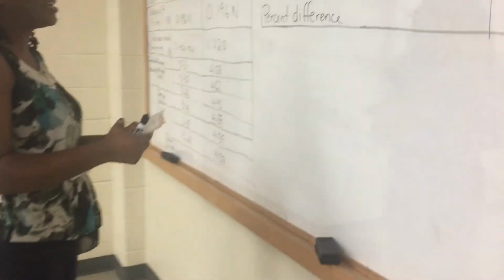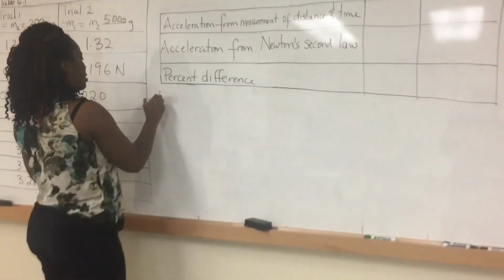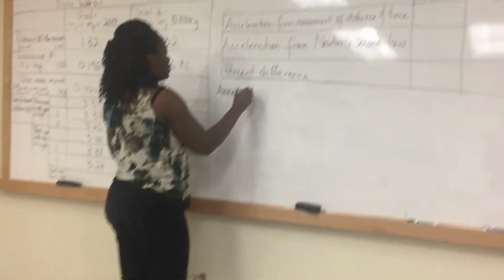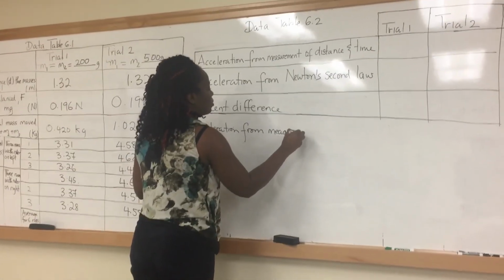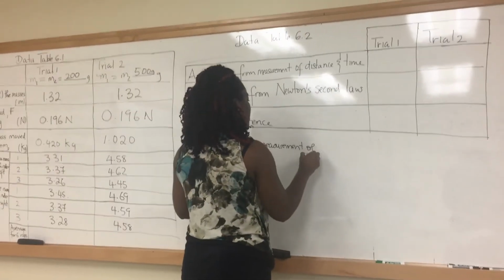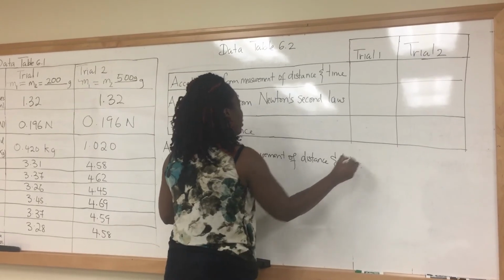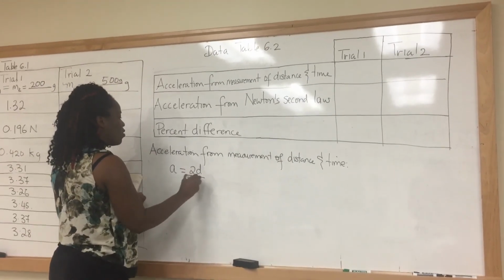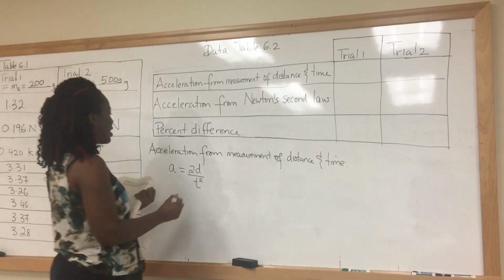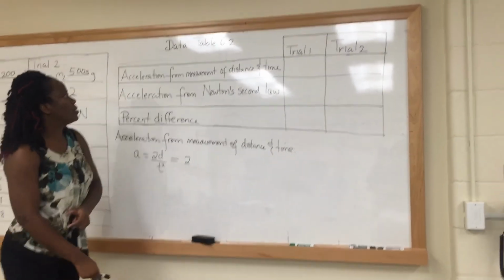So here for the acceleration from our measurement of distance and time, we're going to use the equation. So this is the acceleration from measurement of distance and time. In order to find that acceleration, we'll use the equation that acceleration is equal to 2 times the distance over t squared, which is the time. So we're going to calculate that acceleration based upon our data. Now that we've collected our data, we're ready to fill out data table 6.2.